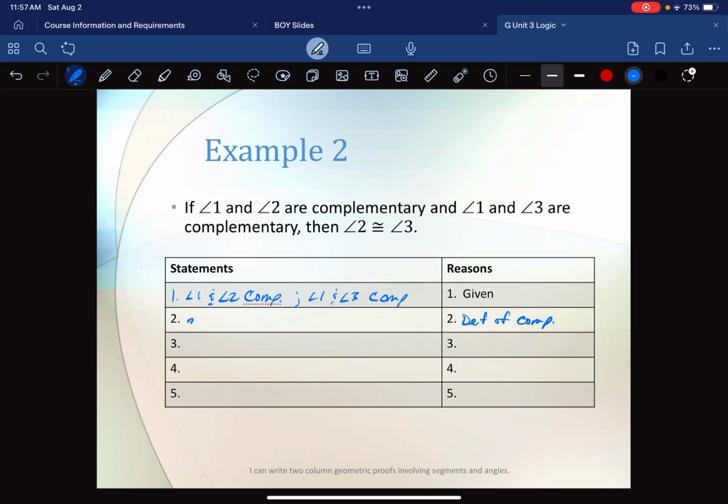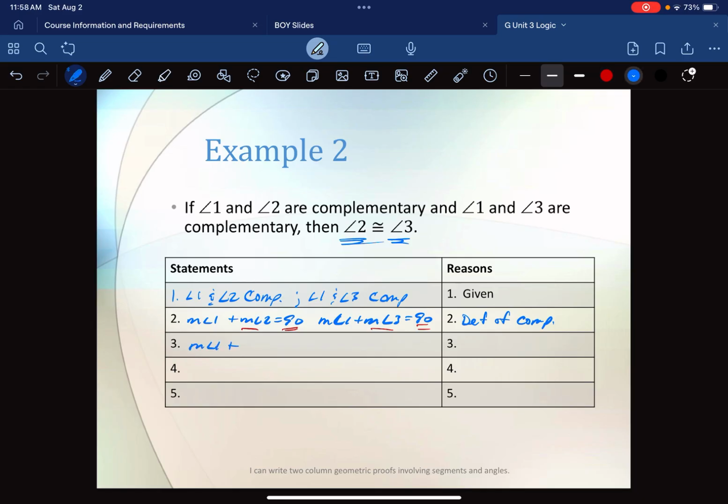We're going to say measure of angle 1 plus measure of angle 2 equals 90, and the measure of angle 1 plus the measure of angle 3 equals 90. Okay? We just applied the definition of complementary. Now, look what I'm trying to do. I'm trying to get angle 2 and angle 3 on opposite sides of a congruence or equal sign. Well, here's angle 2, and here's angle 3. Is there any way I could put those on opposite sides of an equal sign? Well, yeah. This addition statement equals 90, and this addition statement equals 90. Therefore, they equal each other.